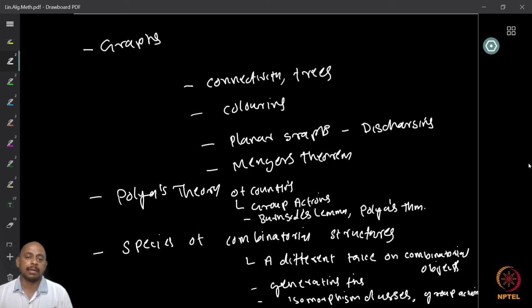Now, we then looked at planar graphs, and in particular, we learned a technique called the discharging method, which is quite useful and which was used to prove the famous four-color theorem. That is how the method became very famous, and people realized the potential of this method.